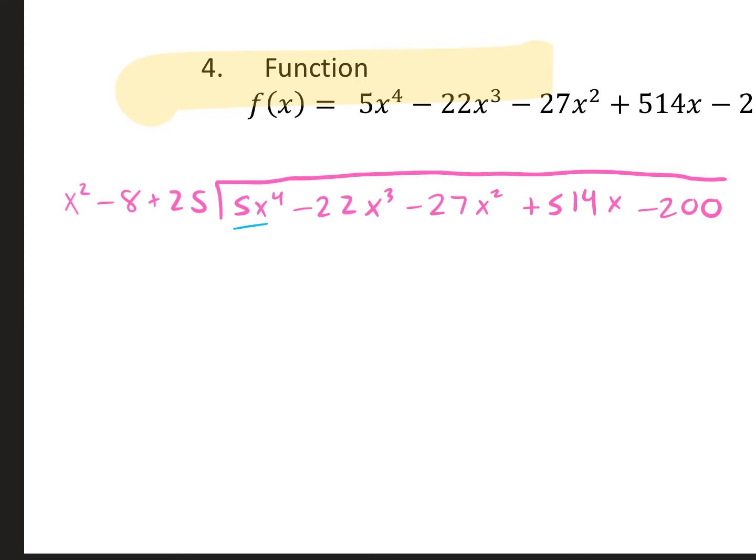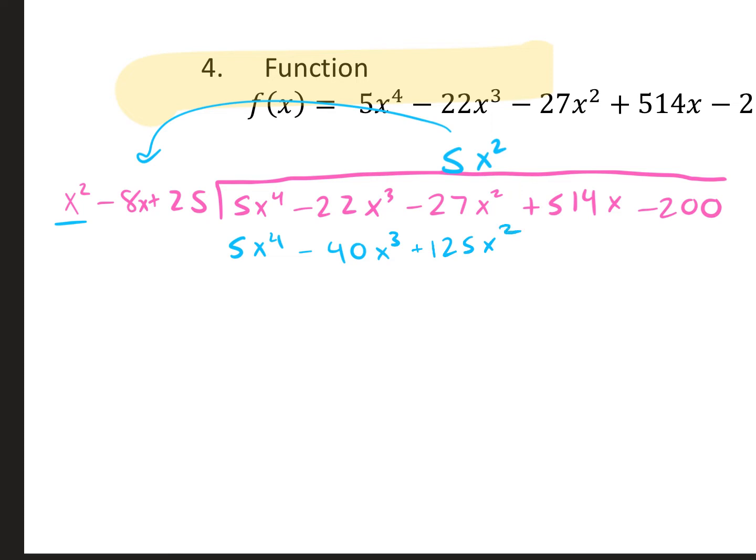So we start by dividing. Always just the first term gets divided. So 5x to the fourth power divided by x squared would be what? 5x squared, so the 5x squared goes on top. After we write it on top, we multiply to everything on the outside. So 5x to the fourth power minus 40x cubed. Oops, sorry, this should be an 8x here. And then 5x squared times 25 would be plus 125x squared.